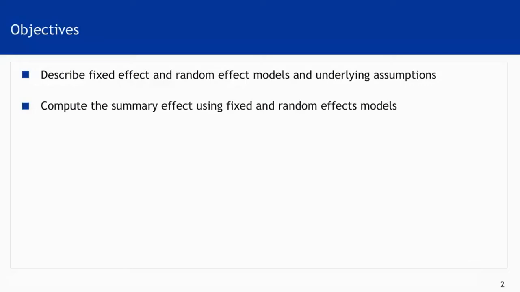And the goals for today, we're going to describe the fixed effect and random effects models and the underlying assumptions. So these two types of models are the commonly used statistical models for meta-analysis. And then we're going to show you how to compute the summary effect, the diamond down on the forest plot, using a fixed effect and a random effects model.